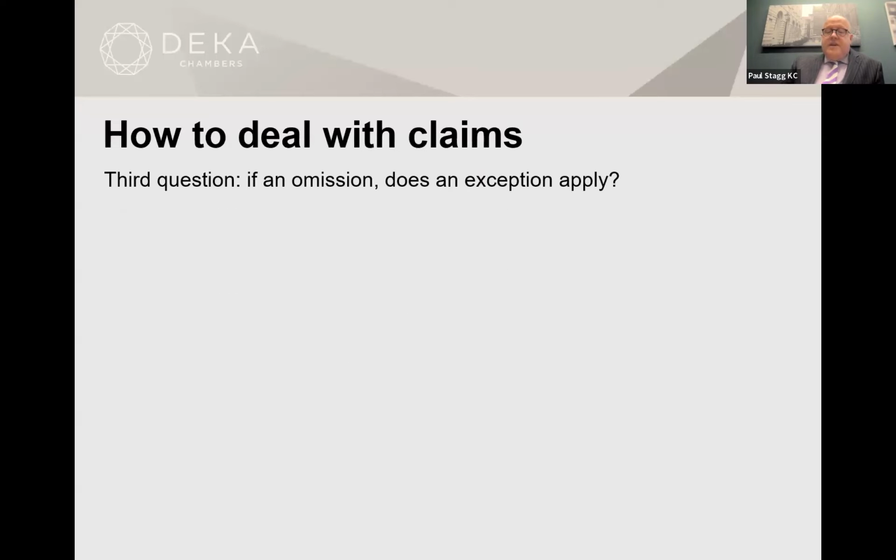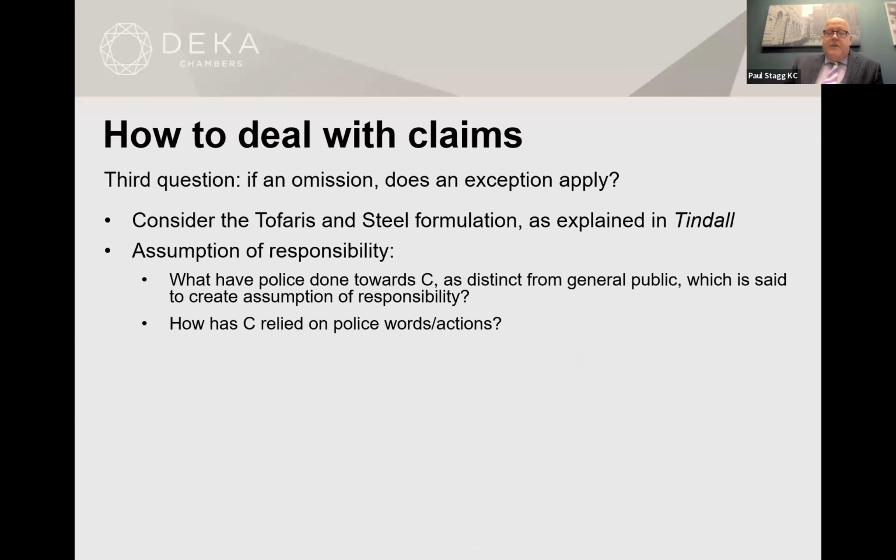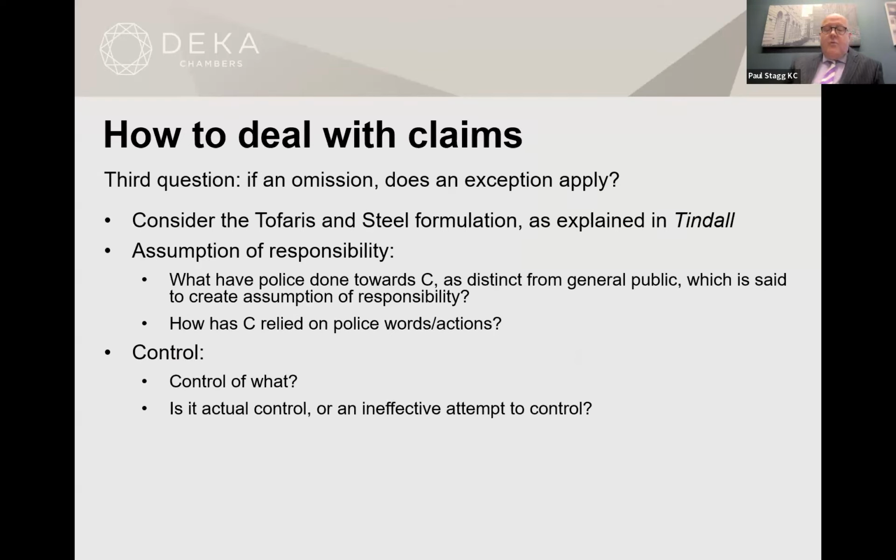And then finally, if it really is an omission case, does any of the exceptions apply? So consider what Tindall says about the Tavares and Steele formulation. In relation to assumption of responsibility, what have the police done towards the claimant as distinct from the general public, which is said to create the assumption of responsibility, and how have they relied on those police words or actions? Secondly, control. Well, control of what is the first question. And then secondly, is it alleged that there was actual control over the person or process or scene or whatever it is, or are they merely complaining of an ineffective attempt to control it?